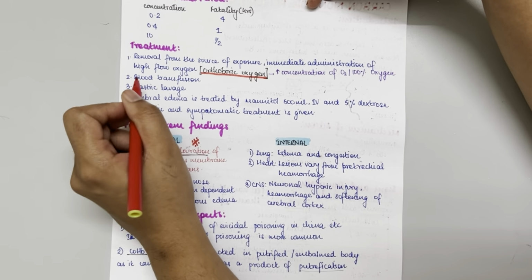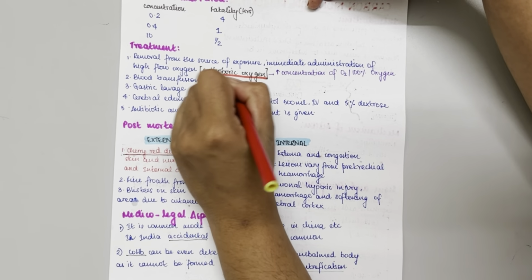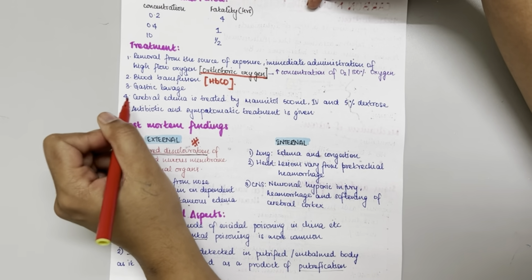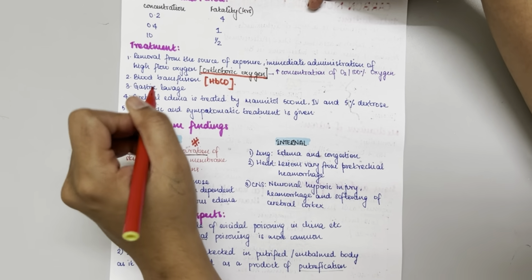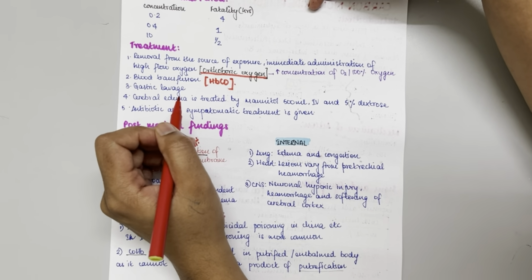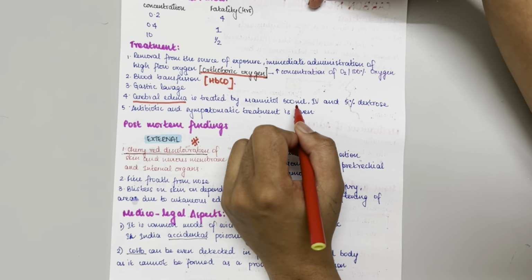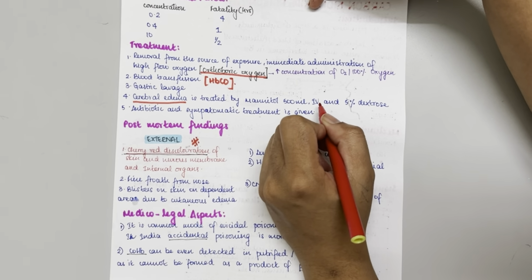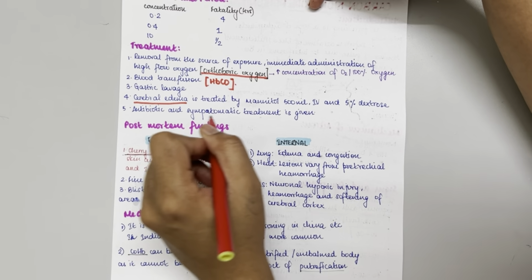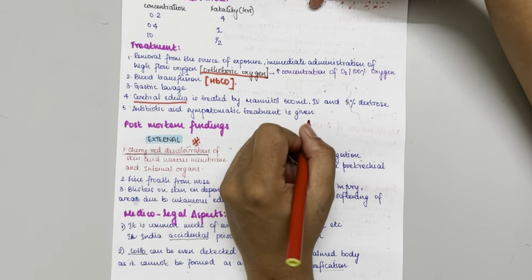The second thing is blood transfusion, because we already said that all this condition is caused due to HbCO, that is carboxyhemoglobin. And the third thing is gastric lavage. The fourth thing is cerebral edema, which is caused in severe concentrations of carboxyhemoglobin, and that can be treated by mannitol, 500 ml IV and 5% dextrose. And the fifth thing is that antibiotics and symptomatic treatment are given. Whatever symptoms the patient has, a symptomatic approach should be given.